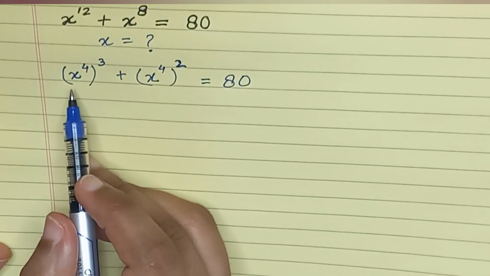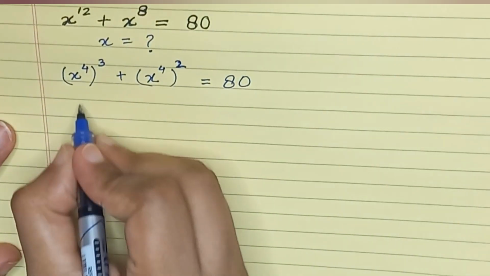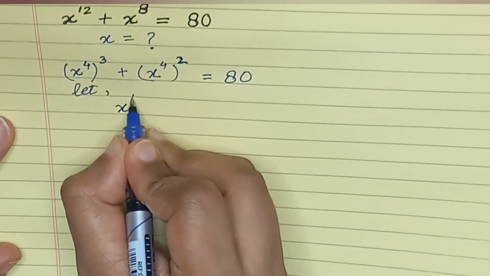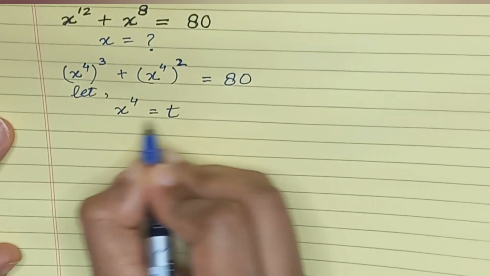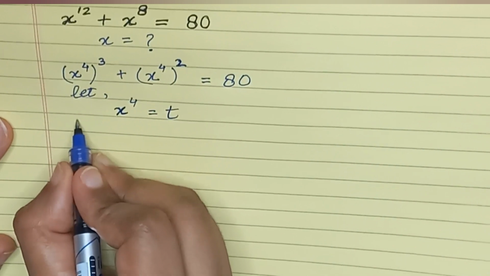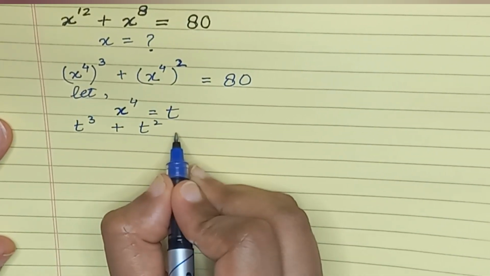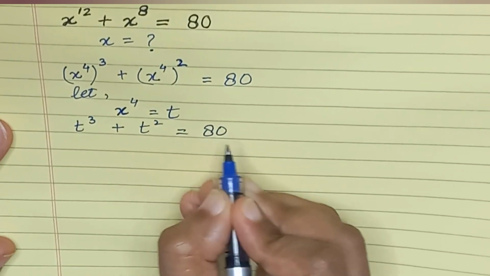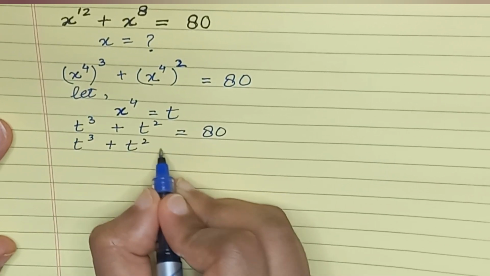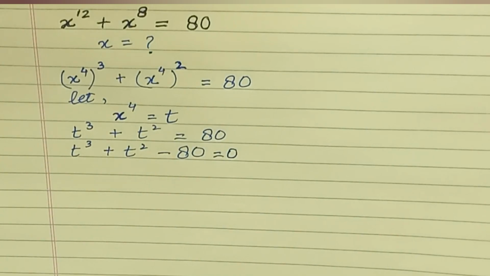Now you can see that here x raised to the power 4 and x raised to the power 4 are the same. So we will suppose that x raised to the power 4 is equal to t. So the above equation will become t cube plus t square, which is equal to 80. So it can be written as t cube plus t square minus 80 equal to 0.